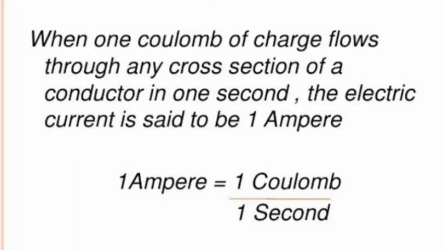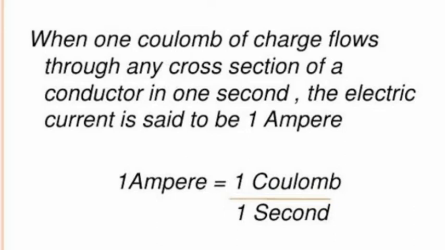That is a possible question: define the SI unit of electric current. The SI unit of electric current is ampere. Then we have to define 1 ampere. If 1 coulomb of charge is flowing through any cross section of a conductor in 1 second, then the current is 1 ampere.